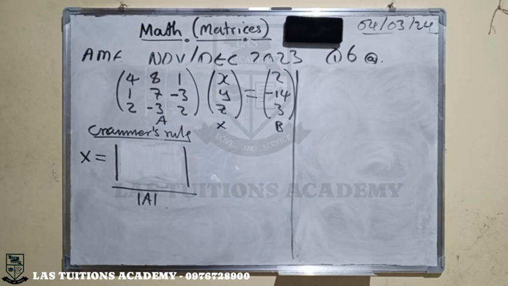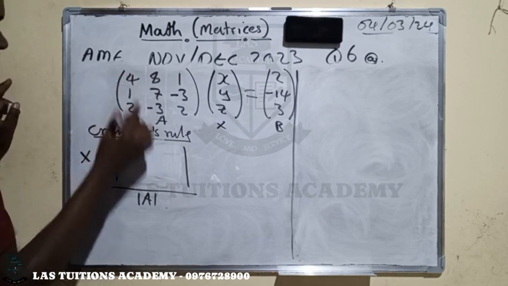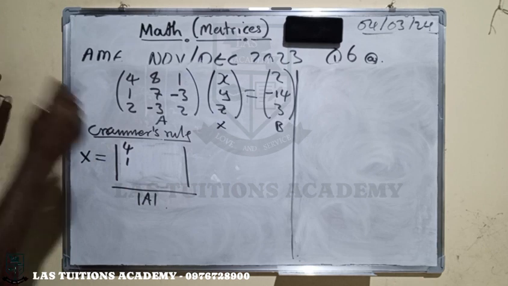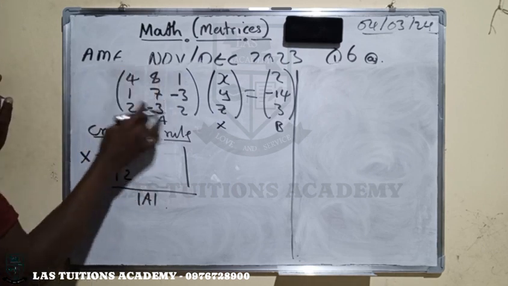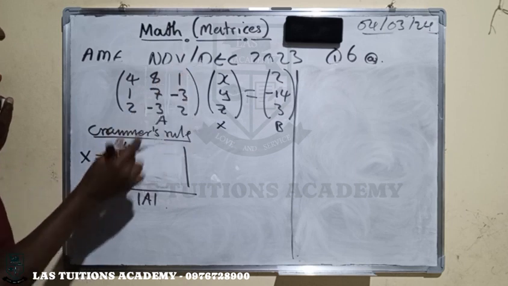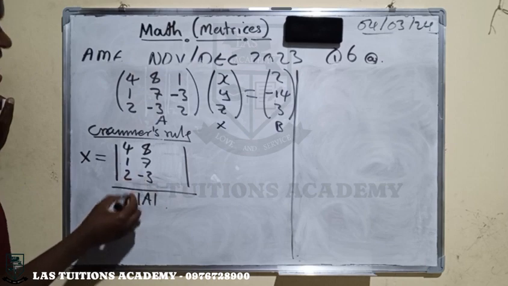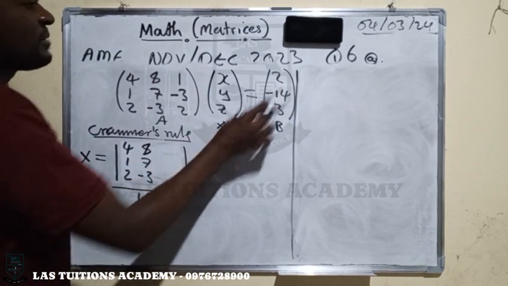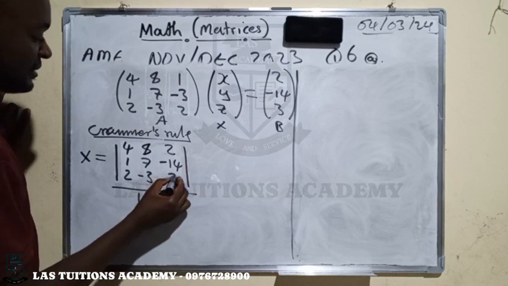Okay, so we have 4 here, we have 1 here, and we have 2 there. Now we are only replacing the last part. So we have 8, 7, negative 3. We replace the last column with this. So I have 2, negative 14, 3.